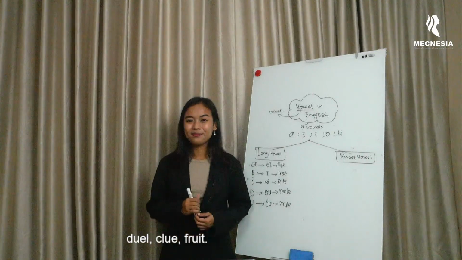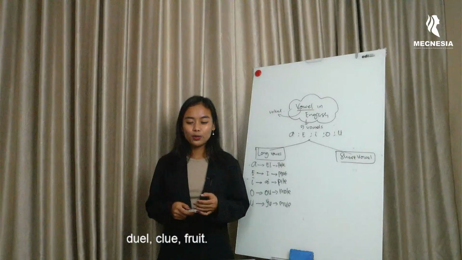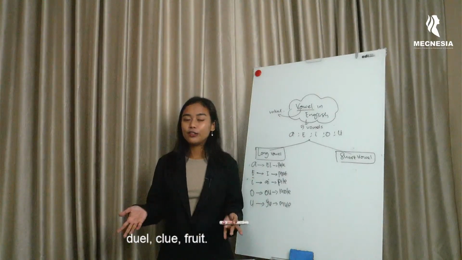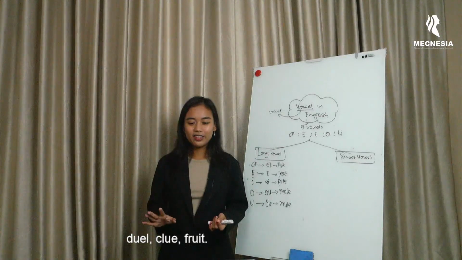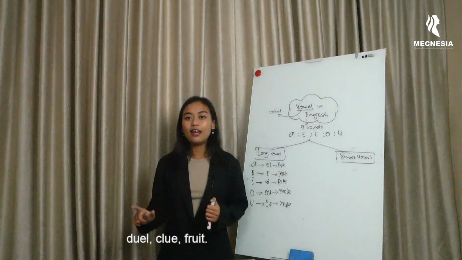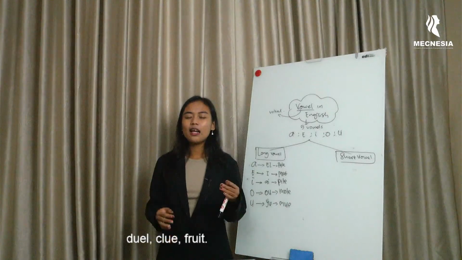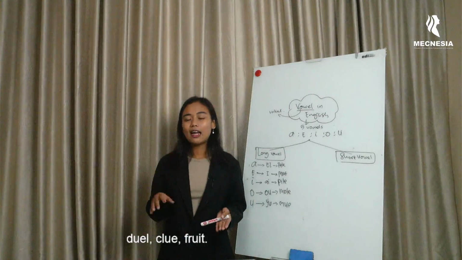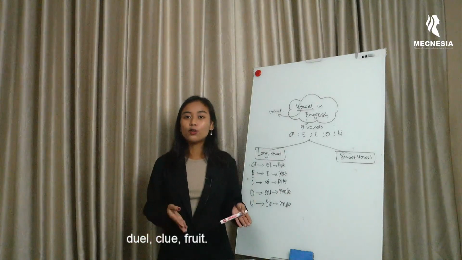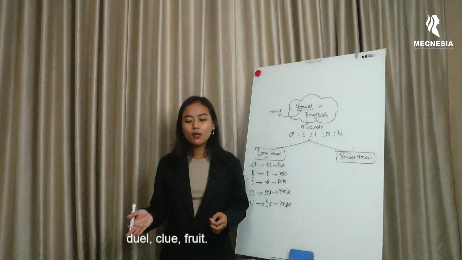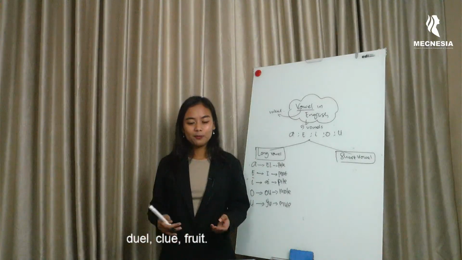Clue. One more time. Clue. Next, in the word fruit. Fruit. So we have jewel, clue, and fruit. Duel artinya satu lawan satu. Clue in bahasa is also clue. Bahasa Indonesianya juga clue. And then fruit, buah.